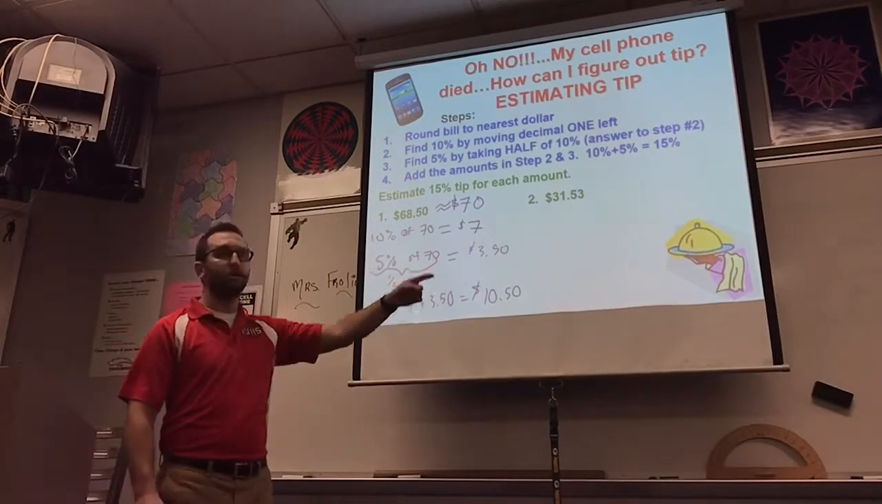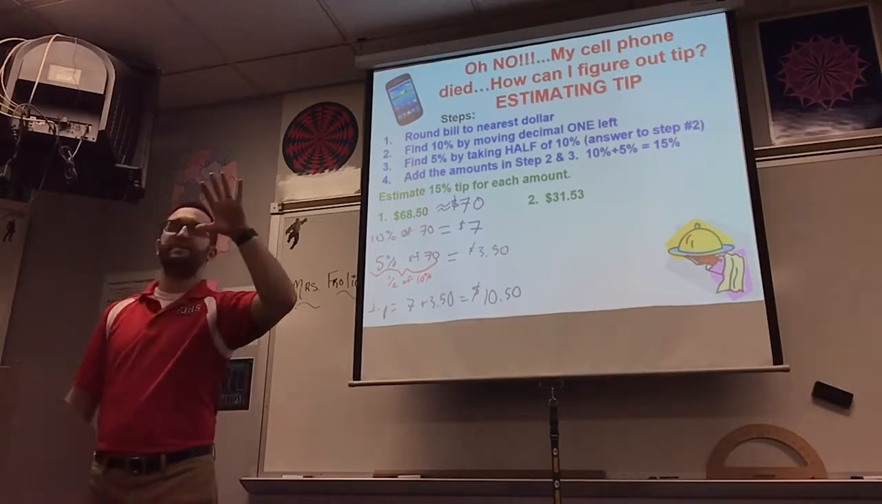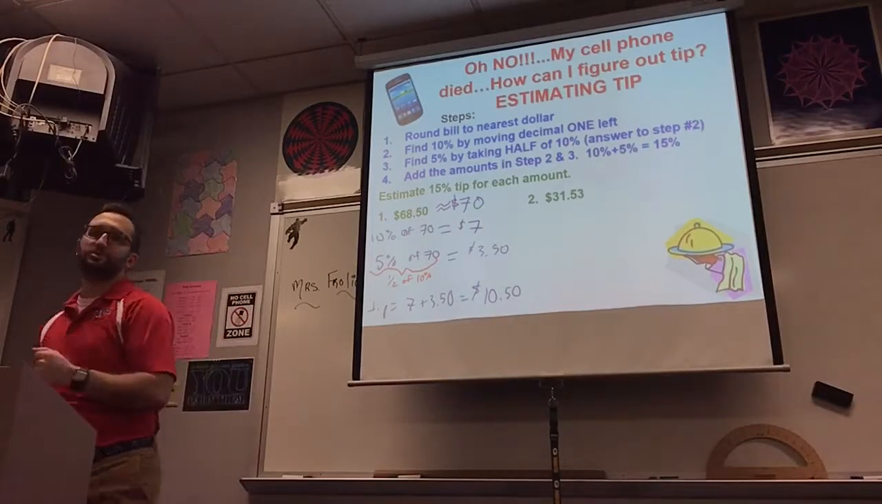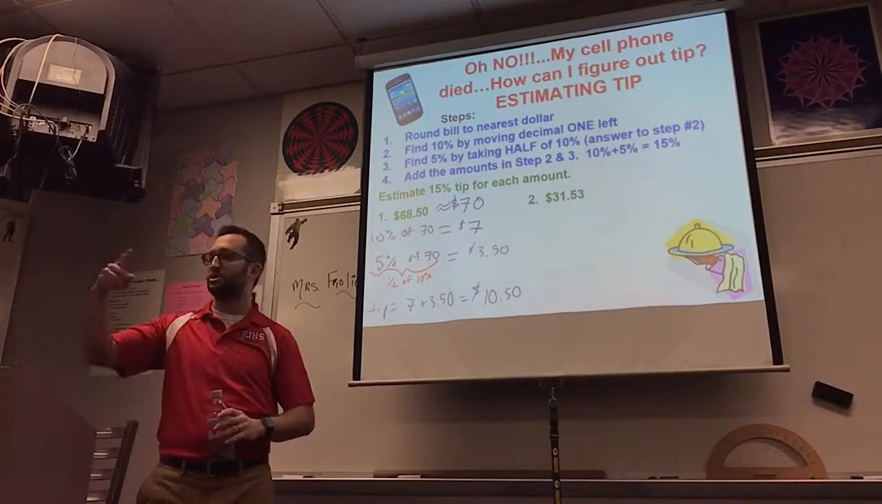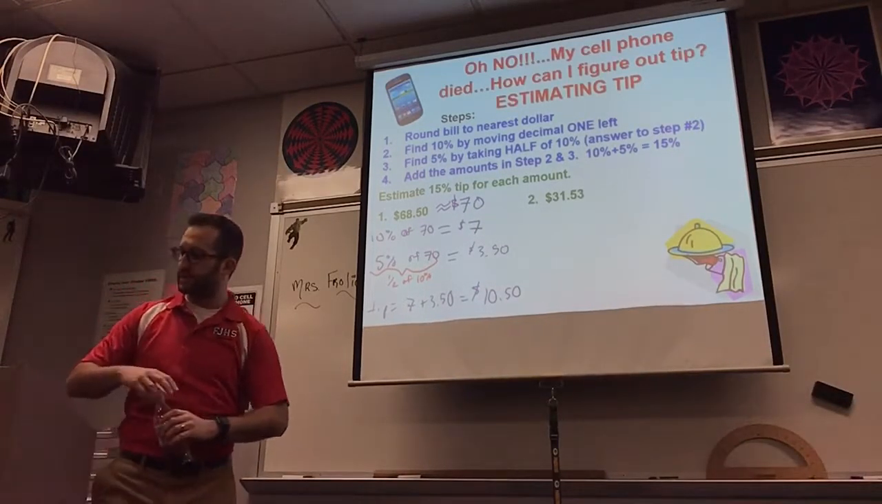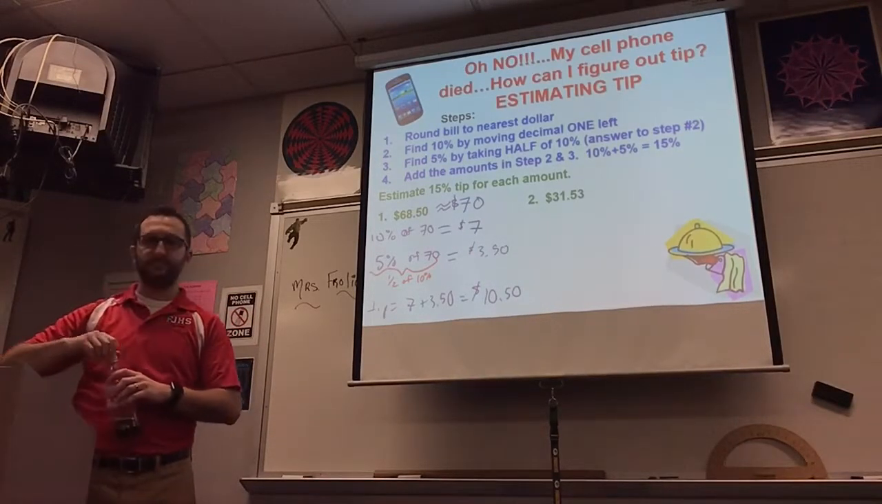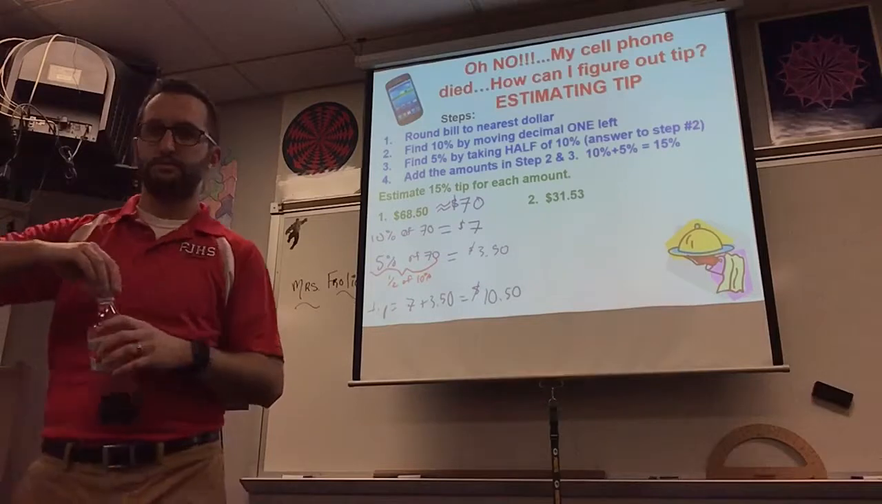I want you and your partner to talk through number 2. What should you round to? Find 10%, find 5%, find your tip. You know what your exact answer should be, so you know what your estimate should be. Talk to your neighbor. Start working this problem. Ready, set, go. Actually, you guys talk to each other. You guys pause the video here.